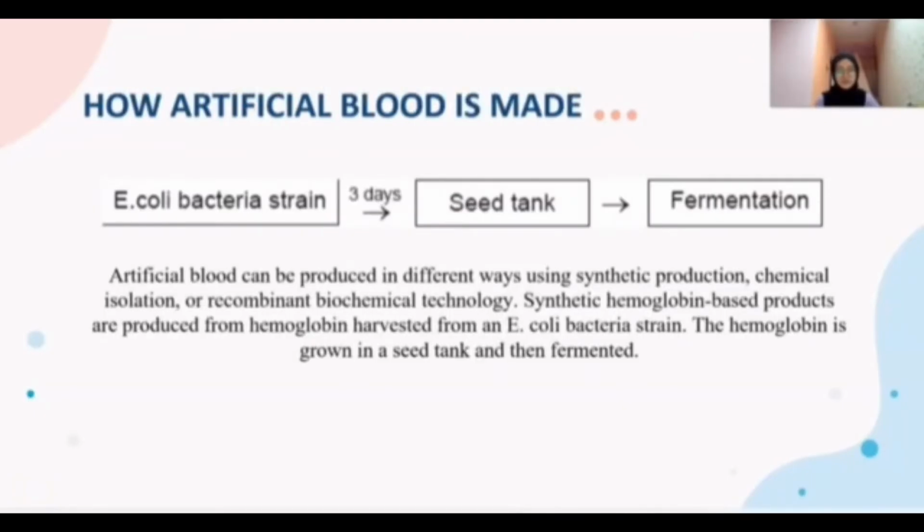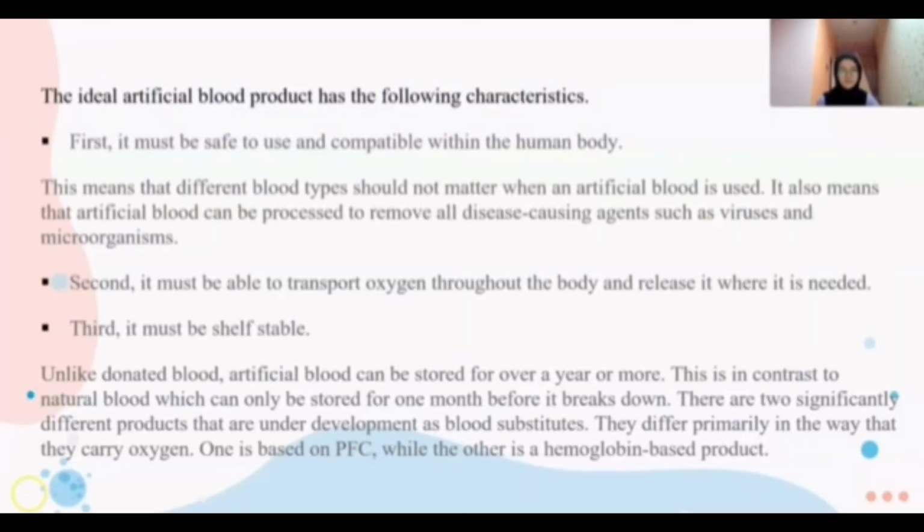Assalamualaikum warahmatullahi wabarakatuh. My name is Azina Nazira binti Azali. I will explain how artificial blood is made. Artificial blood can be produced in different ways using synthetic production, chemical isolation, or recombinant biochemical technology. Synthetic hemoglobin-based products are produced from hemoglobin harvested from an E. coli bacteria strain, and the hemoglobin is grown in a seed tank and then fermented.